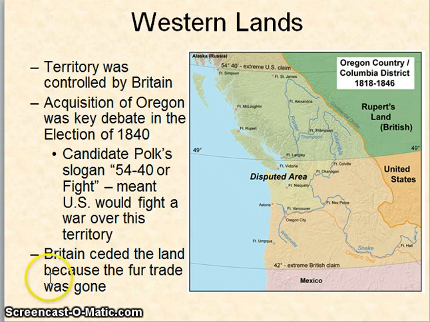And when President Polk in the election of 1844 says 54-40 or fight, he's talking about this map line, okay? He's saying either give it to us or we're going to go to war with you. So 54-40 or fight means the U.S. is actually going to fight over this territory, over this land. Britain cedes it to the United States because they don't care about it anymore, because the fur trade's gone.